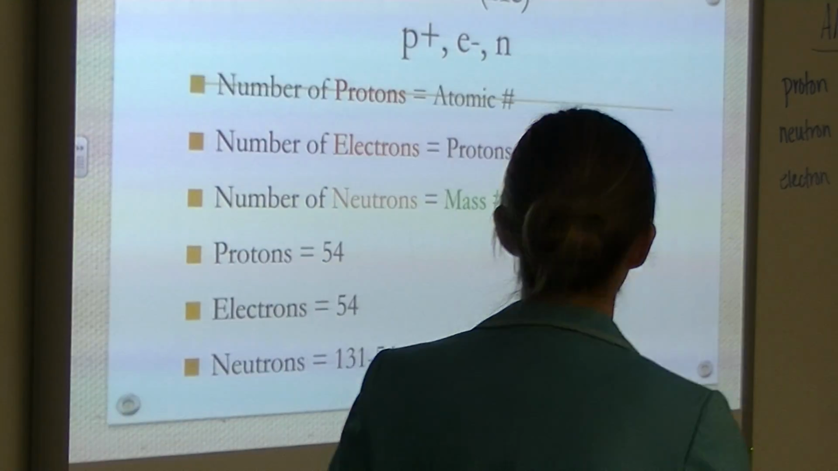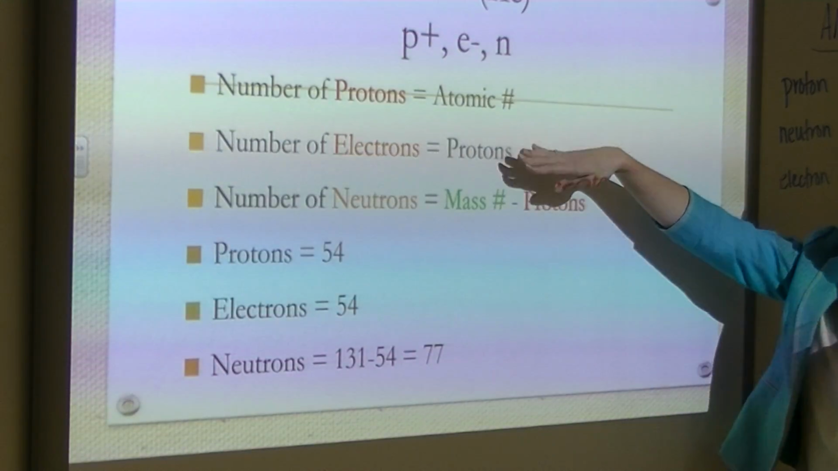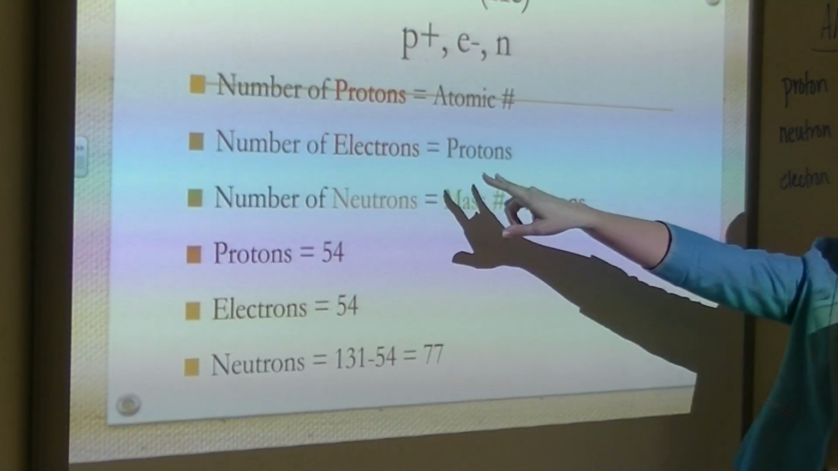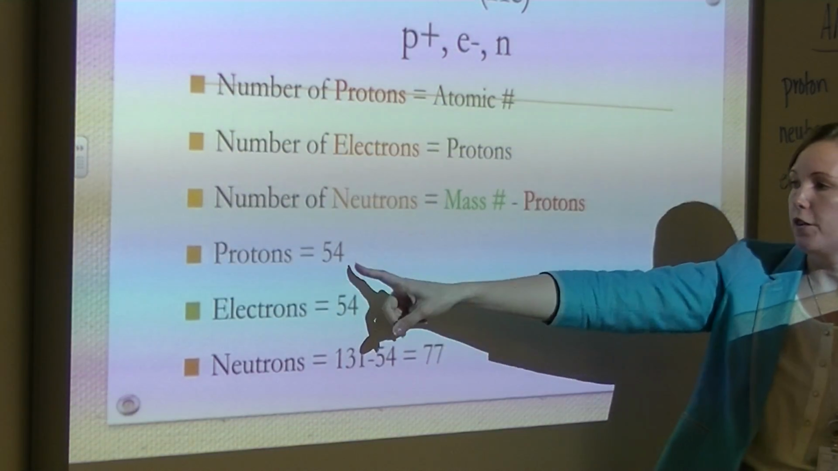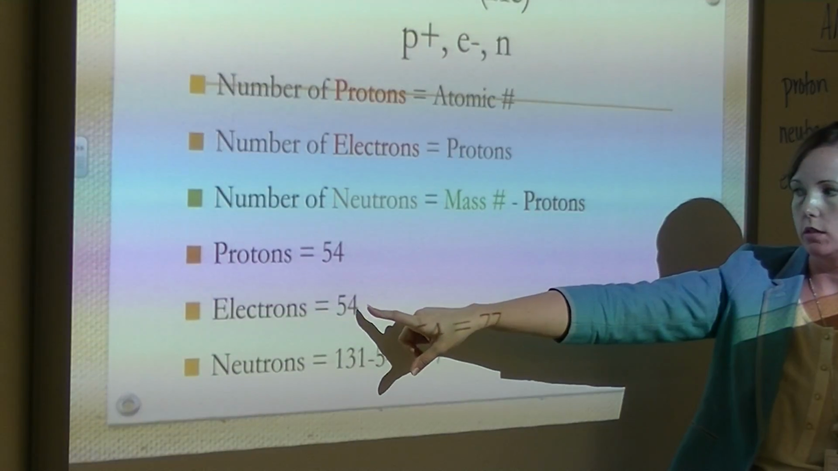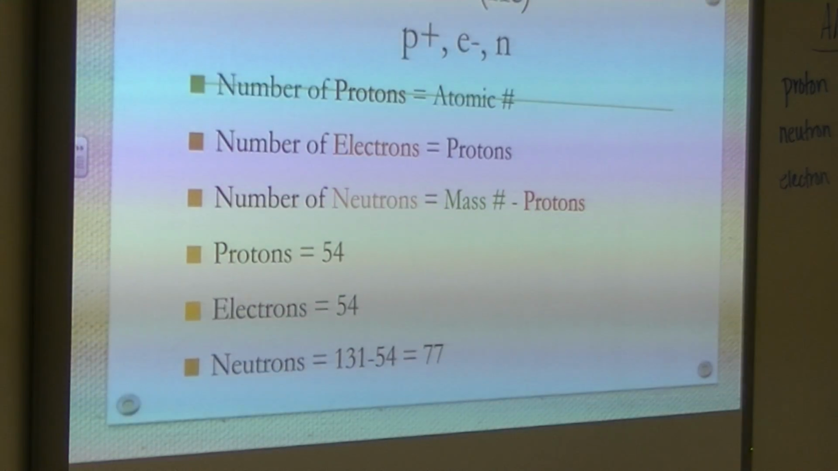Okay, so guys, for xenon, remember that the number of protons and electrons is equal to the atomic number. Those are always going to be the same. So your atomic number for xenon is 54. So you have 54 protons, 54 electrons. Now for neutrons, you've got to look at the atomic mass, which was 131.2 something. You're going to round it to the nearest whole number, so 131. Then you subtract the 54, and you get 77. Questions on that one?